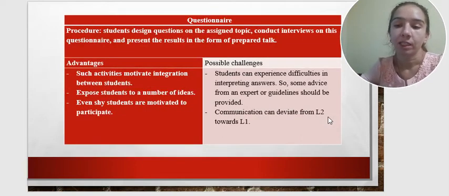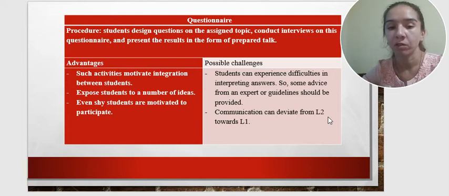Questionnaires. In this activity, students design questions on the assigned topic, conduct interviews using this questionnaire, and present the results in the form of prepared talks. The advantages are that such activities motivate interaction between students. They expose students to a number of ideas. Even shy students are motivated to participate.